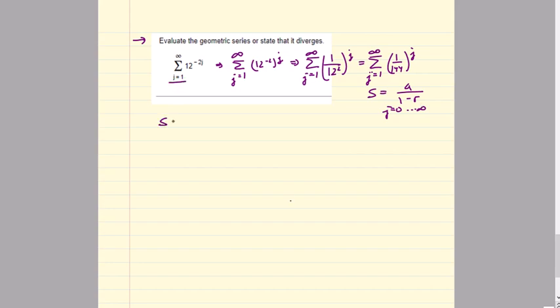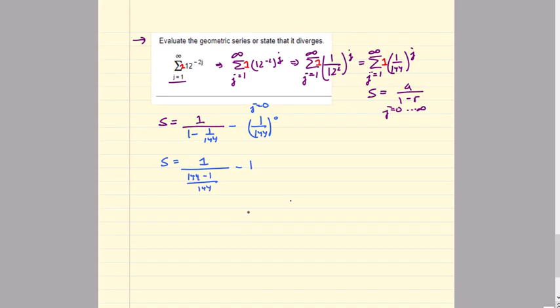So this is going to look like S equals a, which is an implied 1. It's an implied 1 because it's in front of here all the way along, over 1 minus r. So 1 minus r, r is 1 over 144. And then I have to subtract off my j equals 0 term. So I would be subtracting off 1 over 144 to the 0. So let's go ahead and simplify this. So S would equal 1 over 1 minus 1/144, minus 1.